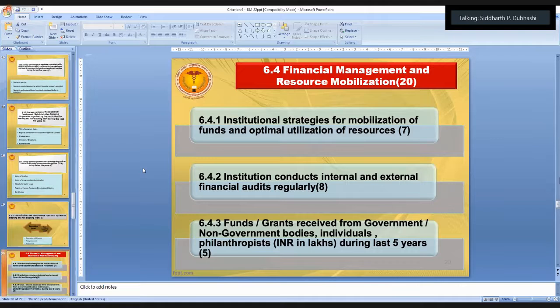Now, this data 6.4.3 is the amount separate from what you have received for research. There will be certain other agencies or organizations which may give funds to some institutions, not for research. Where will you include those? Those are to be included in 6.4.3. Whereas the funds which we receive from ICMR or some research funding agencies will come in criteria number 3.